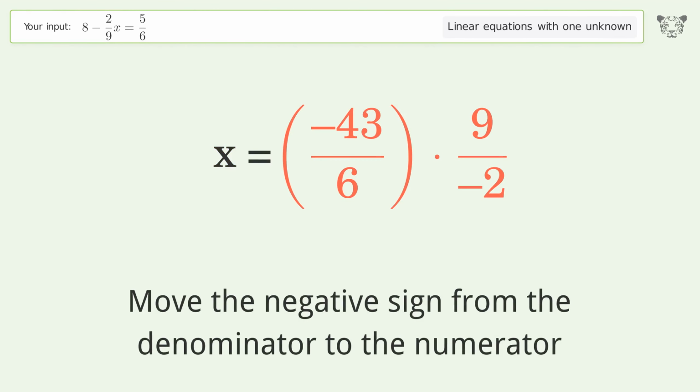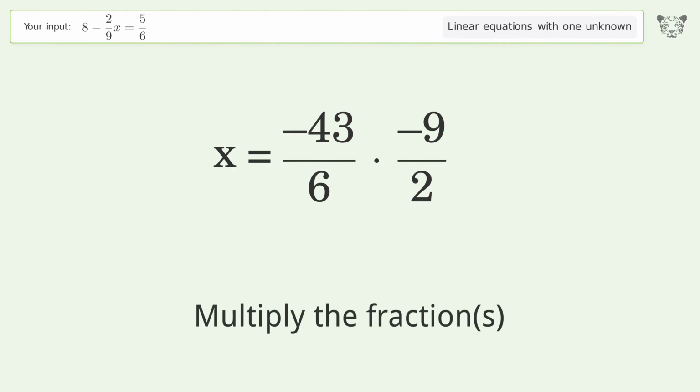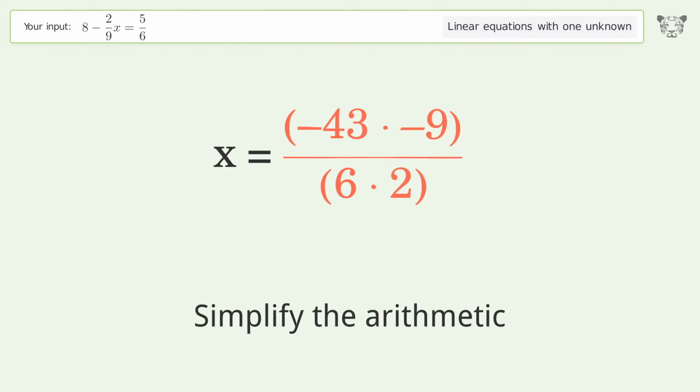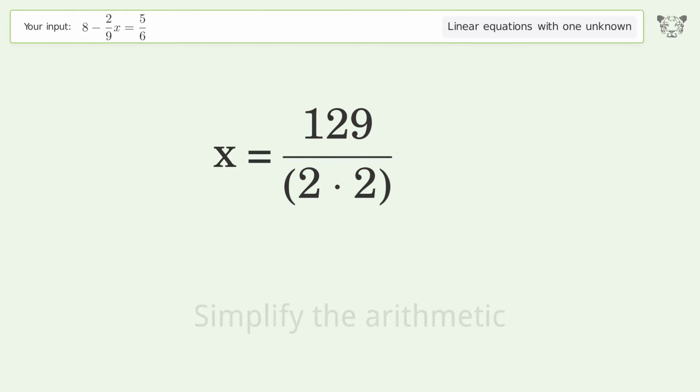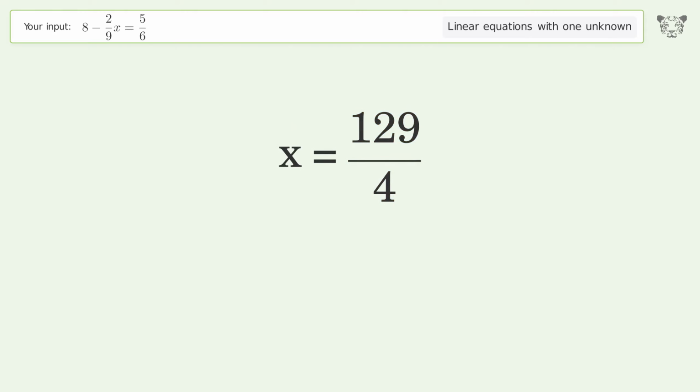Move the negative sign from the denominator to the numerator. Multiply the fractions. Simplify the arithmetic. And so the final result is x equals 129/4.